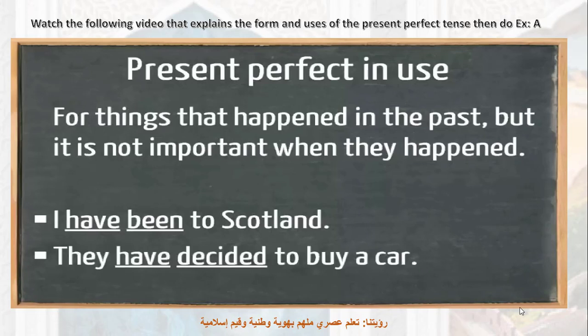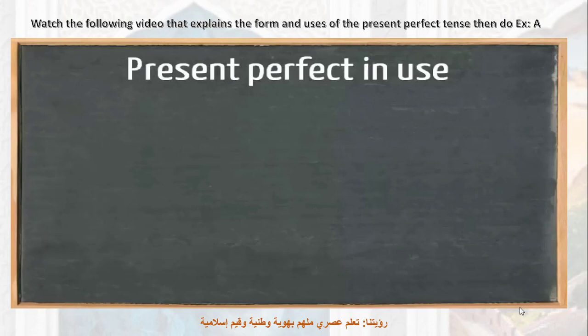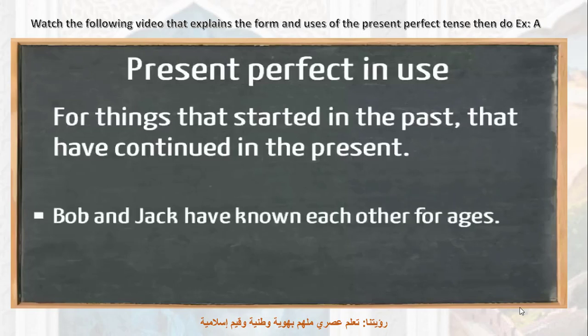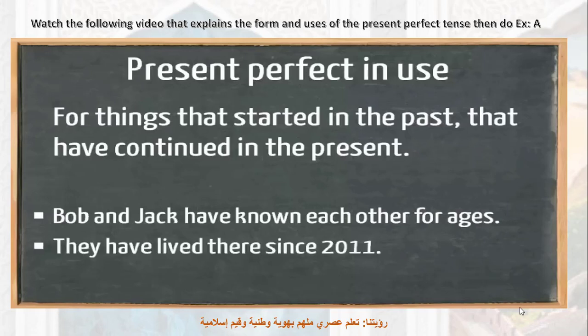They've decided to buy a car. It's not important when they decided it, the decision alone is important. We also use the present perfect for things that started in the past but have continued in the present. For example, Bob and Jack have known each other for ages. They met in the 1970s and they are still friends. They have lived there since 2011, so they moved there in 2011 and they've continued to live there.